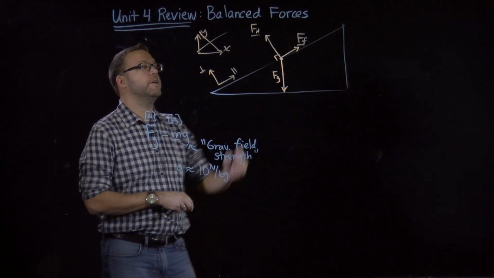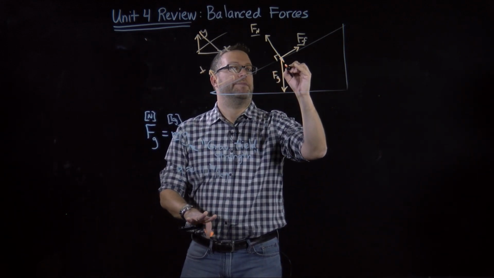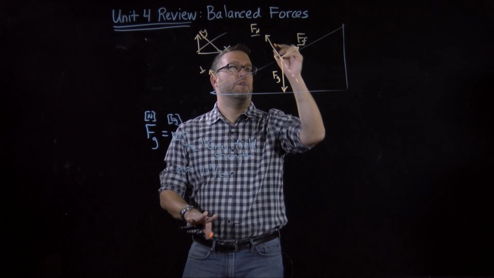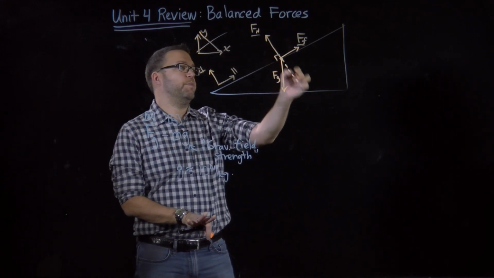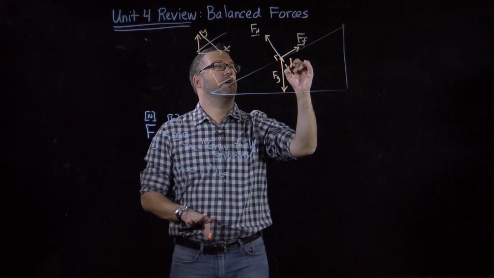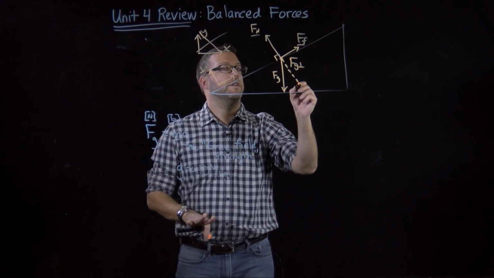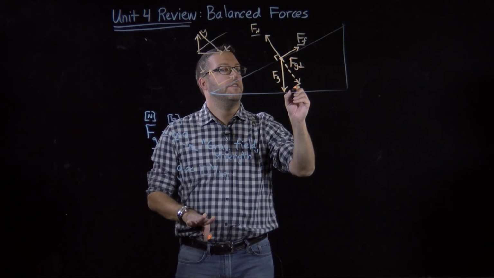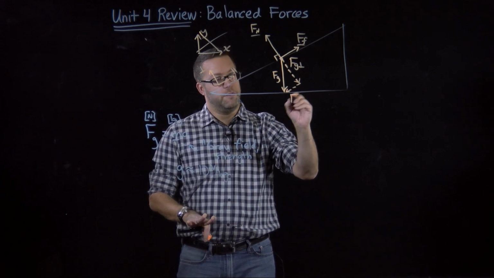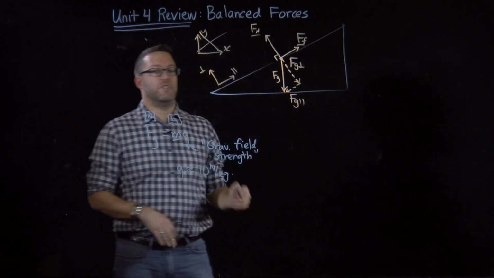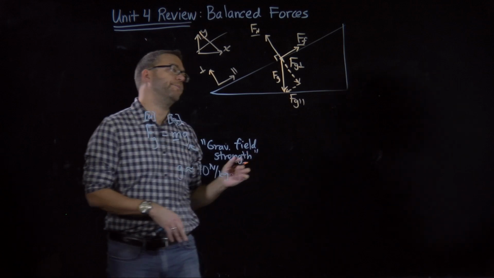And then what we can do is take the force of gravity and split that up into a component that is perpendicular to the ramp. We can call that FG perpendicular. And we can have another component down here, which we call FG parallel, which is parallel to the ramp.